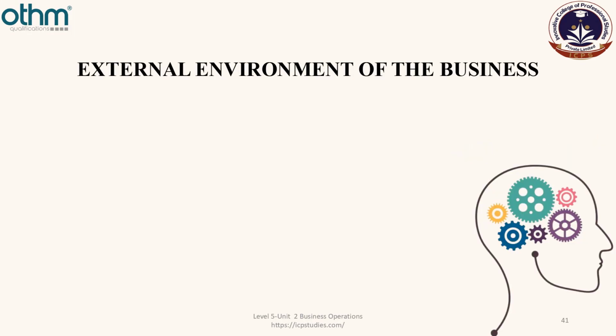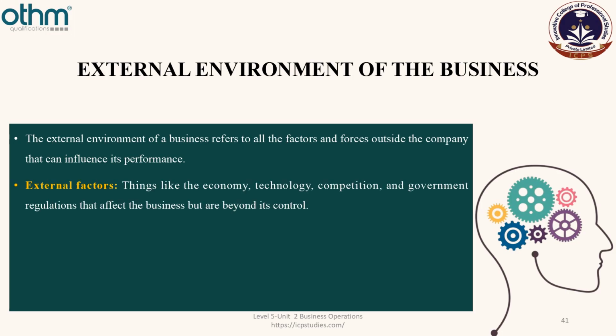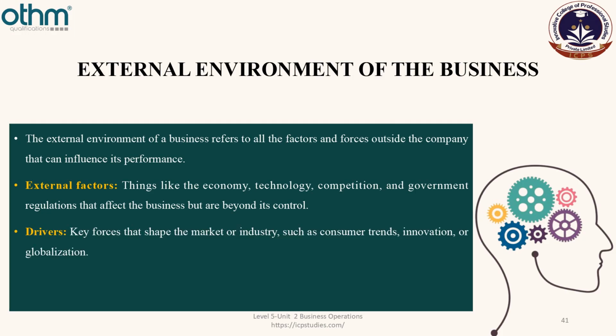Now we have the fourth learning outcome, in which we will be able to measure the external environment of the business. So what is the external environment? The external environment of a business refers to the different factors or forces that are outside the company but can influence the performance of the company. The external factors include different things, for example, the economy, technology, competition, government policies, and government regulations that can affect the business, but they are beyond the control of the company.